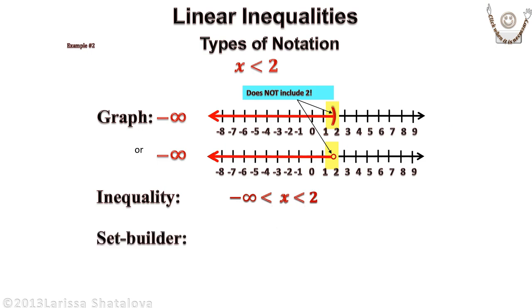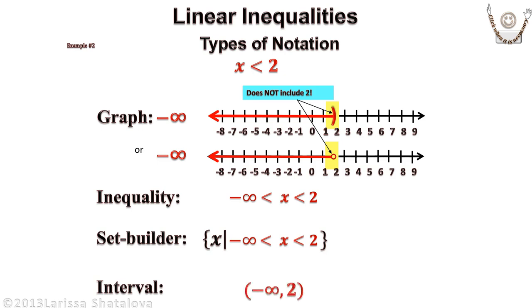Set builder, we just need to put our inequality into the set builder bucket. You remember about this? And interval, we have to use parentheses on both sides because we can't reach negative infinity. So the solution set does not include negative infinity because no one knows where negative infinity is. And our statement says that x is supposed to be less than 2. This is why we have to use parentheses to emphasize that x is not equal to 2.